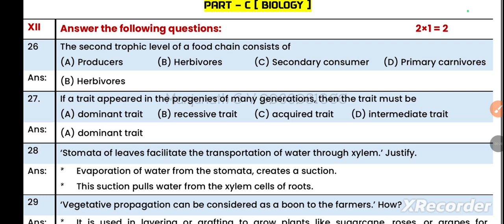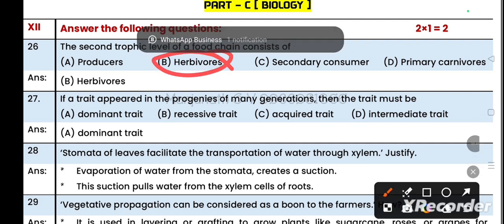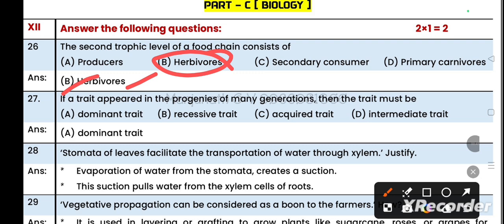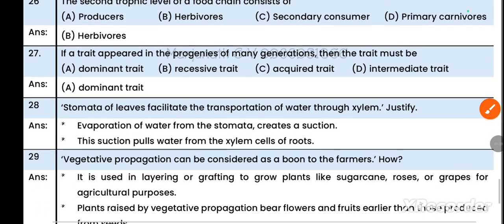Multiple choice questions they asked. Two multiple choice questions, each carrying 1 mark. See the 26th question. The second trophic level of a food chain consists of herbivores. Answer: herbivores. Producers are the first trophic level, then herbivores the second trophic level, then the carnivores and higher carnivores. Those are primary and secondary consumers and tertiary consumers. Primary comes first, then secondary consumers. Those are carnivores and higher carnivores.